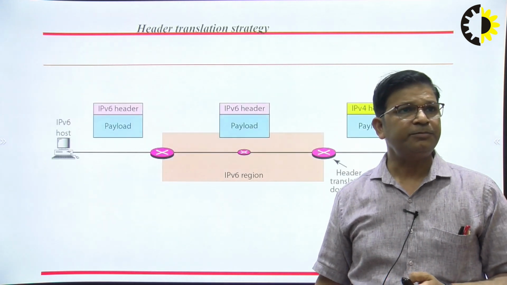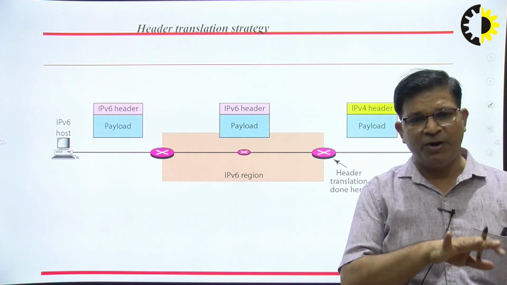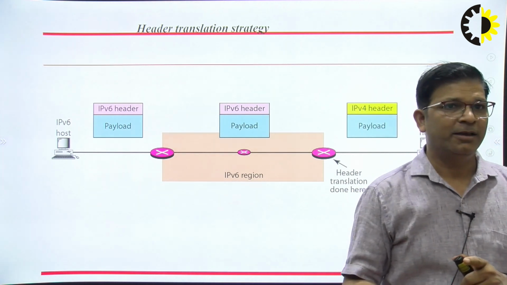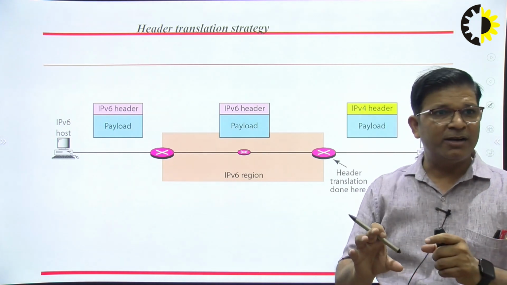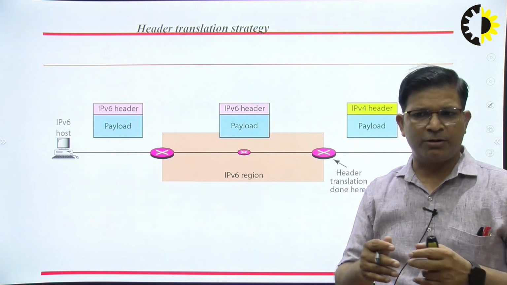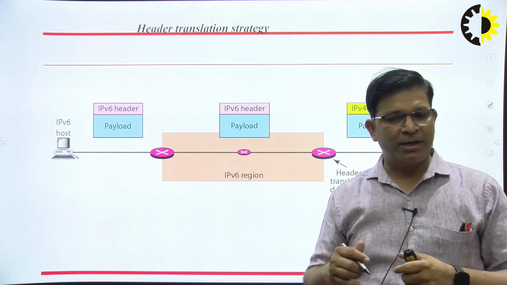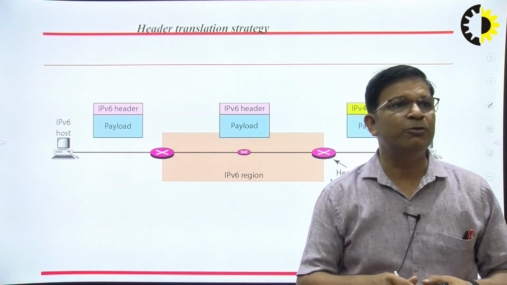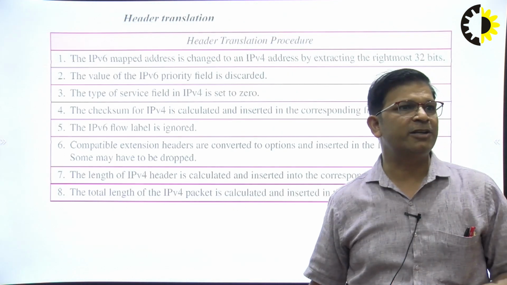And what is header translation? It is just translating the header, converting IPv4 to IPv6. There is an IPv4 header and an IPv6 header. Just remove the unnecessary fields which are not required in IPv6 and include the features which are used in IPv6, just converting. Okay. So this is the header translation strategy.